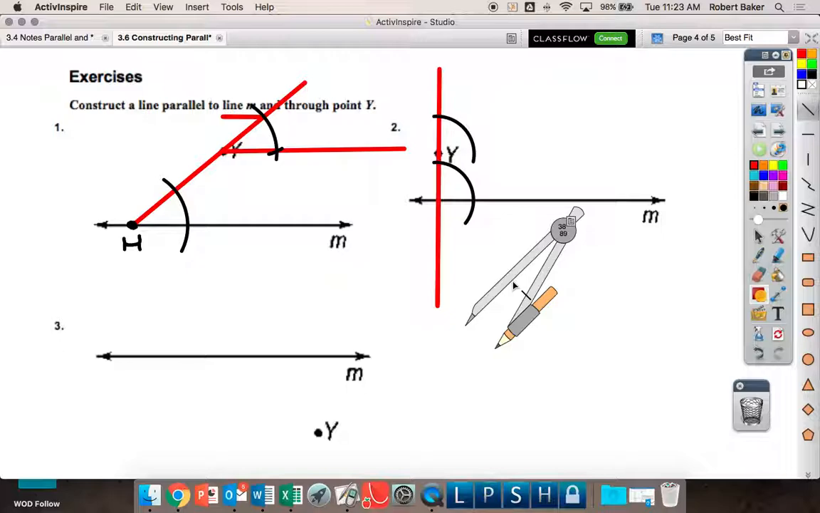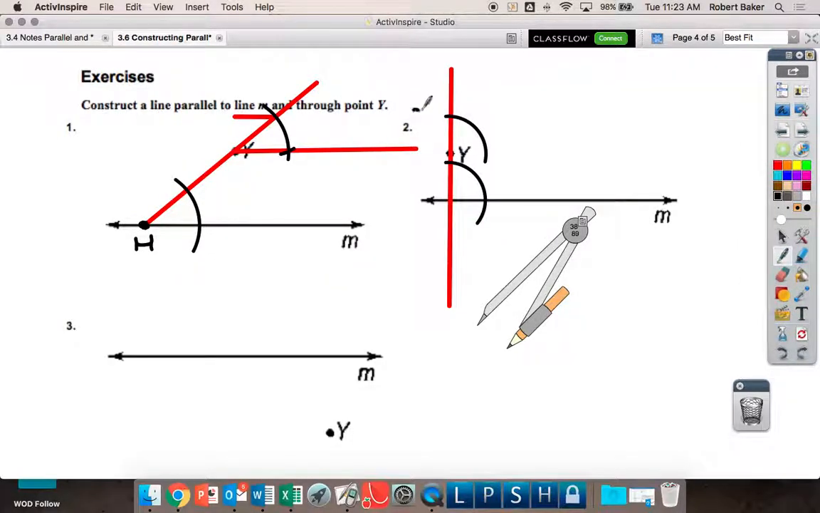Right now, I have just swung 2 arcs. I swung 1 arc at this location, and I swung one at this location, and I swung 1 arc at that location. We'll call that the vertex of the angle.